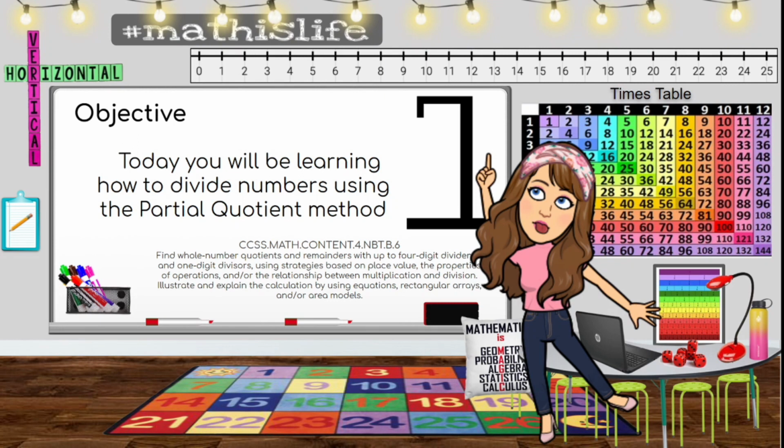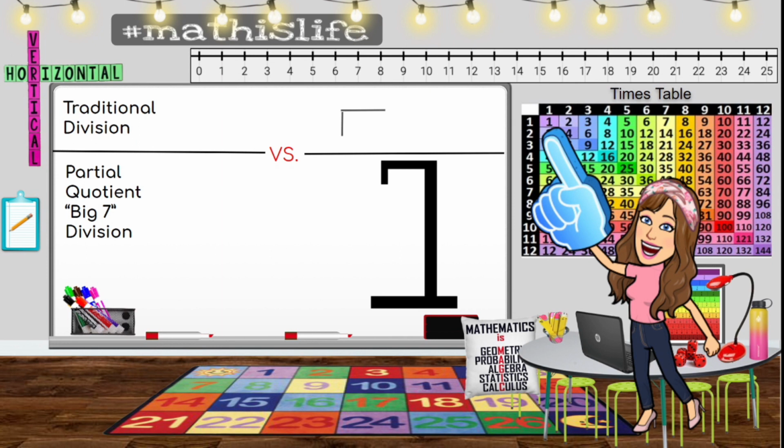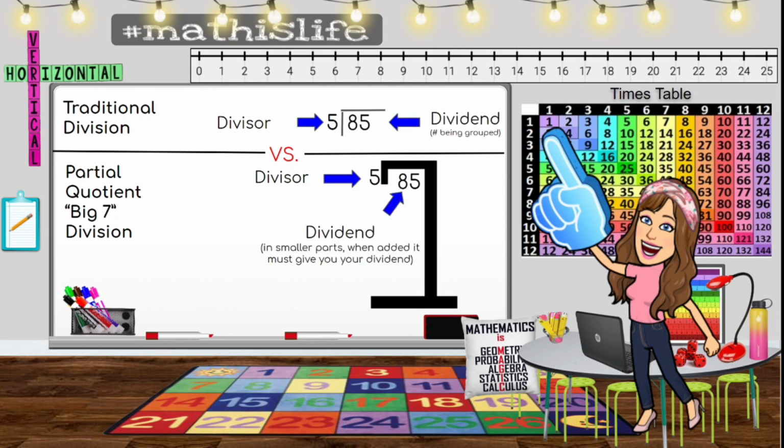Division is repeated subtraction. Before starting on the steps, I want to compare the traditional division method or long division with the partial quotient, because they have different structures. As you can tell, the symbol that represents division is different. In traditional division, we have the division symbol that you've probably seen before, but with the partial quotient or the big seven, you have literally a big seven. You will find the divisor is in the same location. Notice they both have the 5 on the outside of the symbol, and then they have the dividend on the inside.